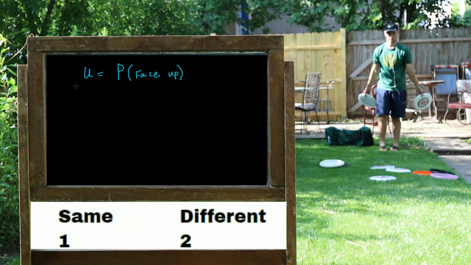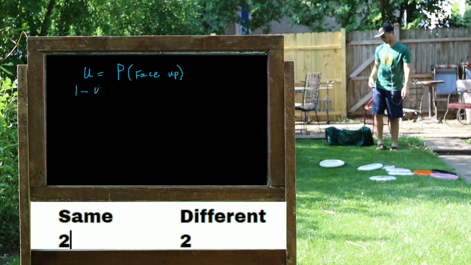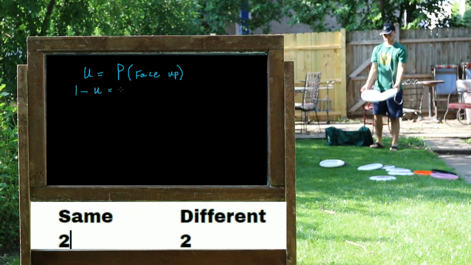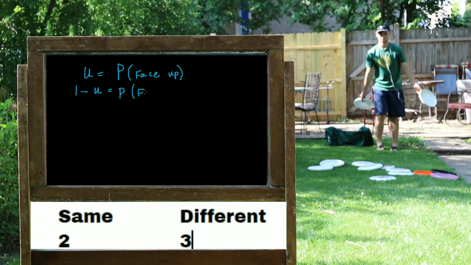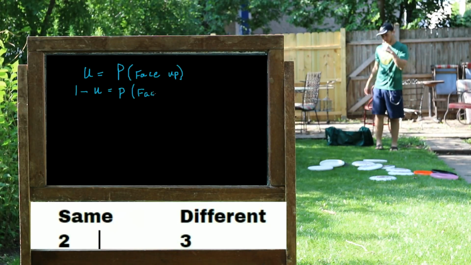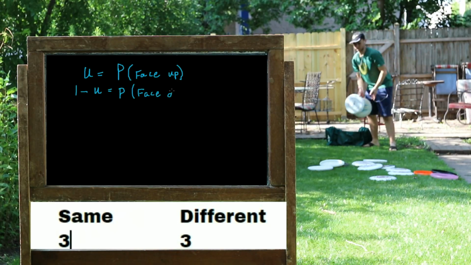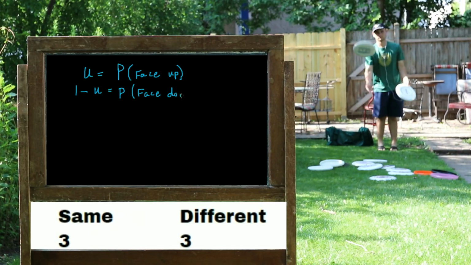if both are right side up, then they're considered same. If both are facing downward, they're considered same. And if one disc is up, one disc is down, they're different. So instead of calling heads or tails, you call same or different. And today we're going to be talking about which one you should call.